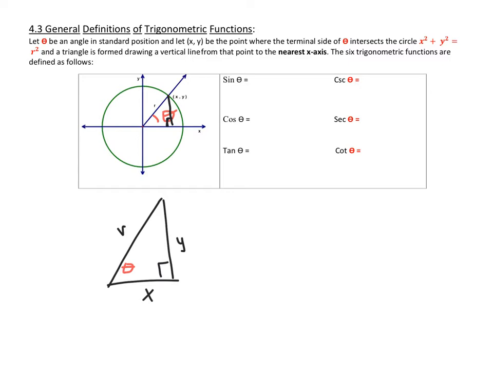So for sine, remember SOH-CAH-TOA, and sine is opposite over hypotenuse, so that's going to be y over r. And then let's go to cosine. Cosine is going to be x over r, which is adjacent over hypotenuse. And then let's go to tan. Tan is going to be y over x.